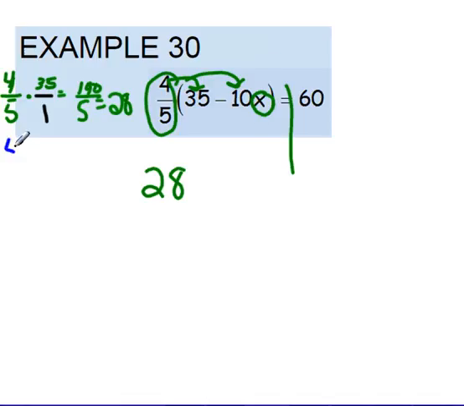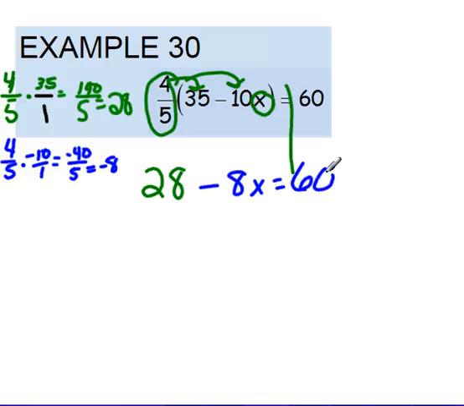and we are going to multiply that by the 4/5 as well. And I'm going to put that over 1. So the negative 10 times the 4 gives us negative 40, and the 5 times 1 gives us 5, and negative 40 divided by 5 will be negative 8. So I'm going to subtract 8x, and all of this will equal 60.